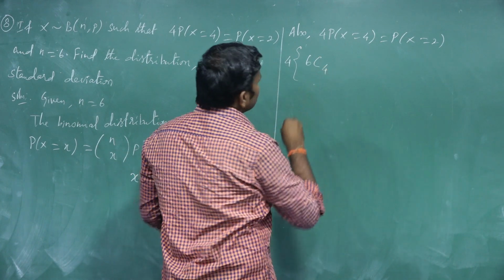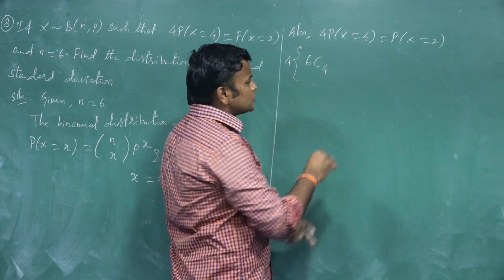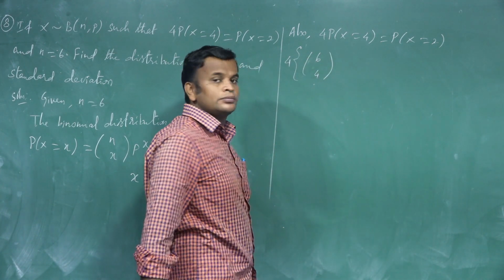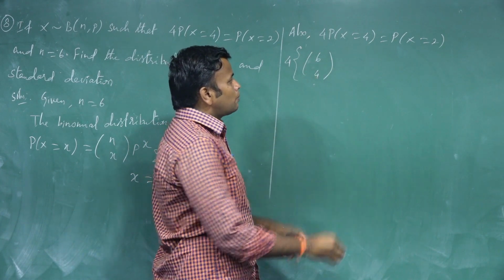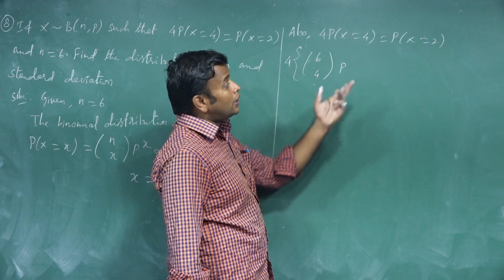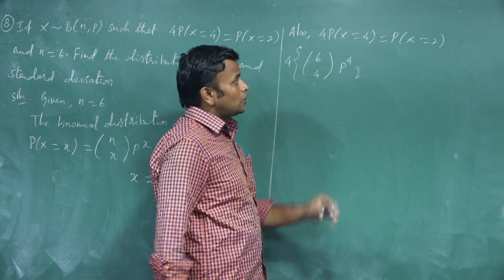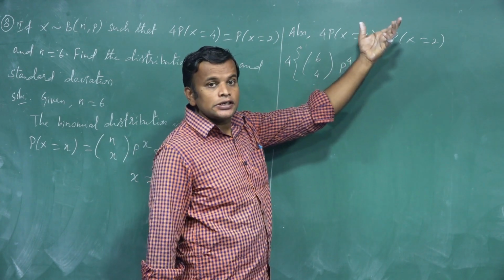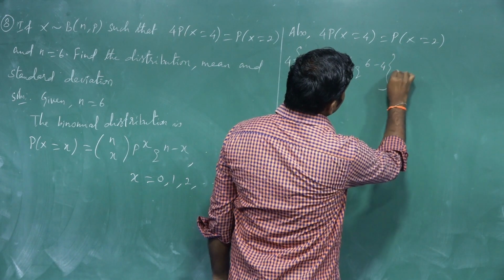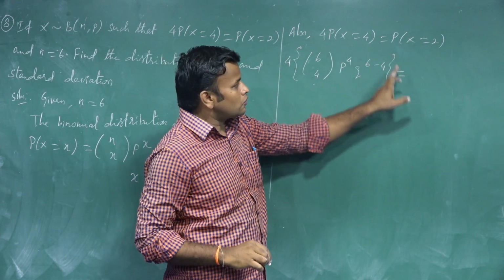See, the value of x is exactly 4. We directly write 6C4, nCx. Sir, I go to the formula. Okay, we write 6C4. P power x. We don't know the value of p. P power x, the value of x is 4. Next one is q power n minus x. The value of n is 6, minus 4. 6C4 into this probability value is equal.